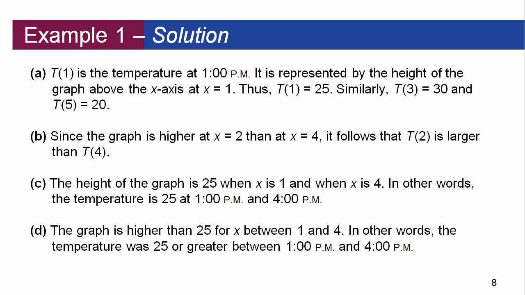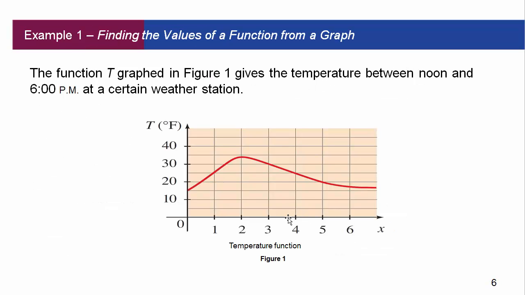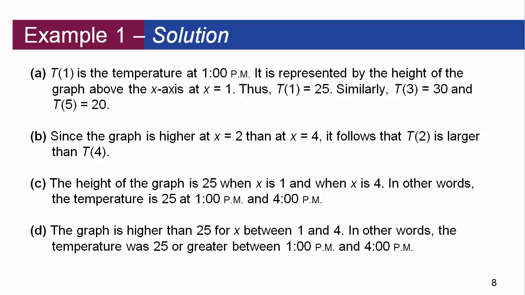And then if we look at T(3) and T(5), we can see at 3 o'clock it hit right there at 30, and at 5 o'clock it hit right there at 20. And it was awfully nice of them to give us examples that hit right on the cross marks. But that's not always the case, and it doesn't have to be. We could still say that T(2) was 34. All right, since the graph is higher at 2 than at 4, it follows that T(2) is larger than T(4).